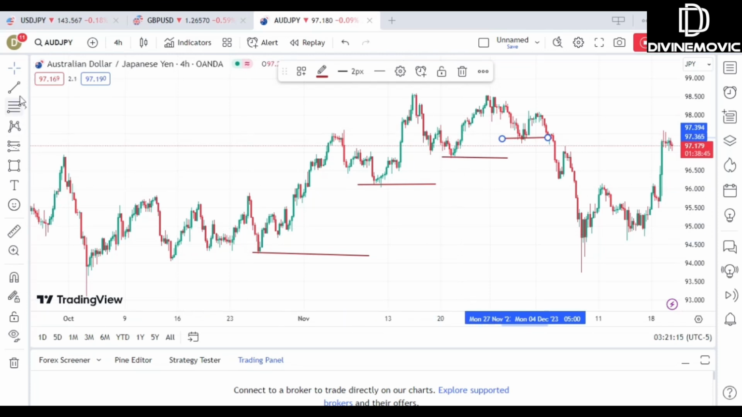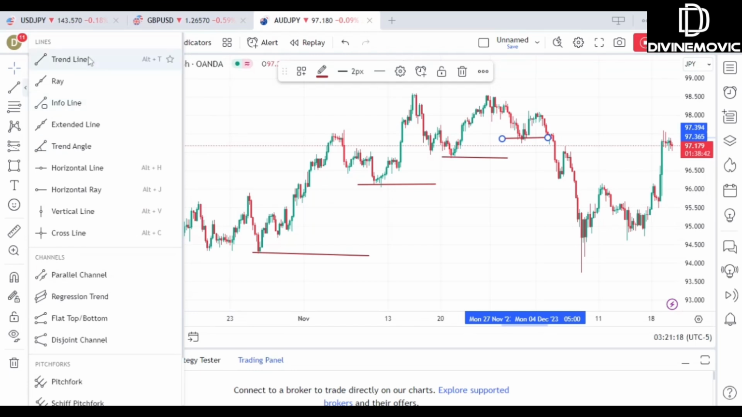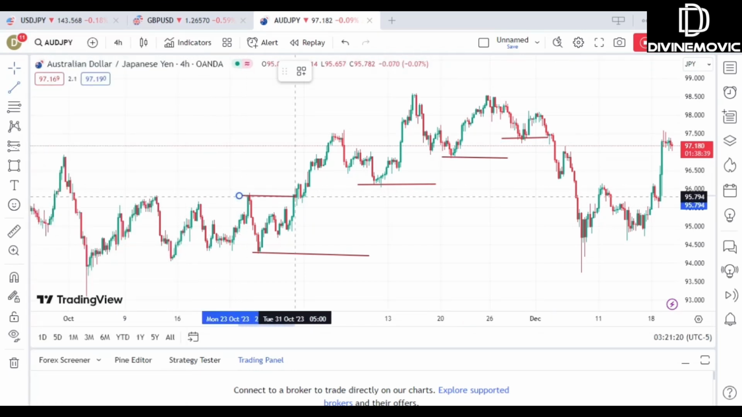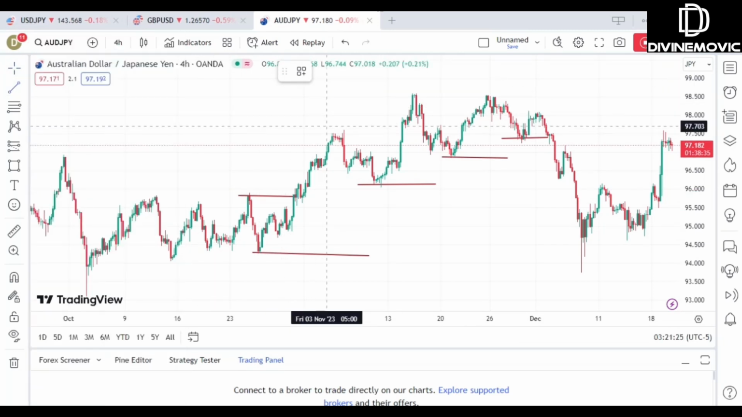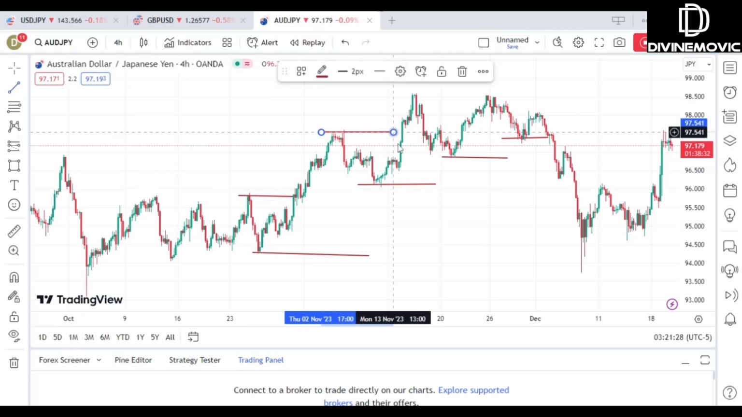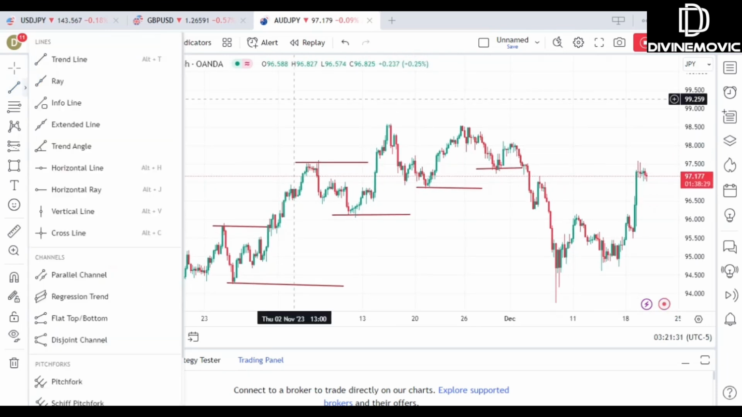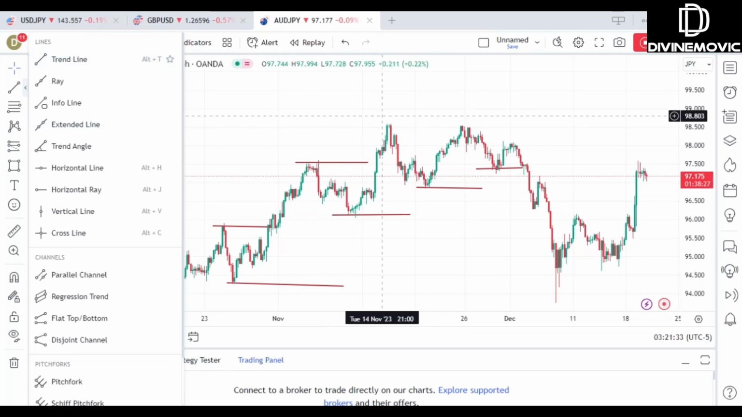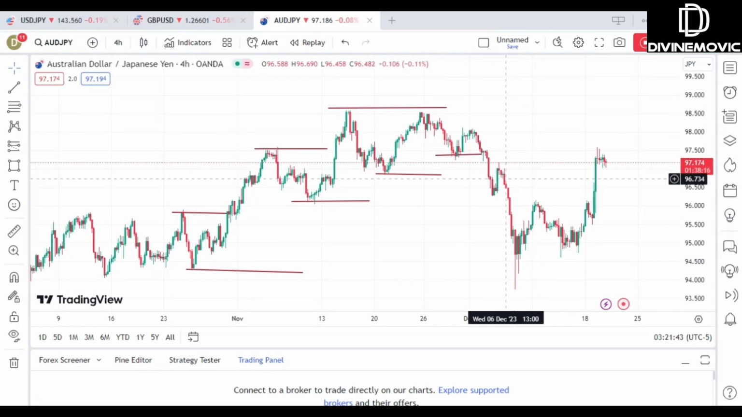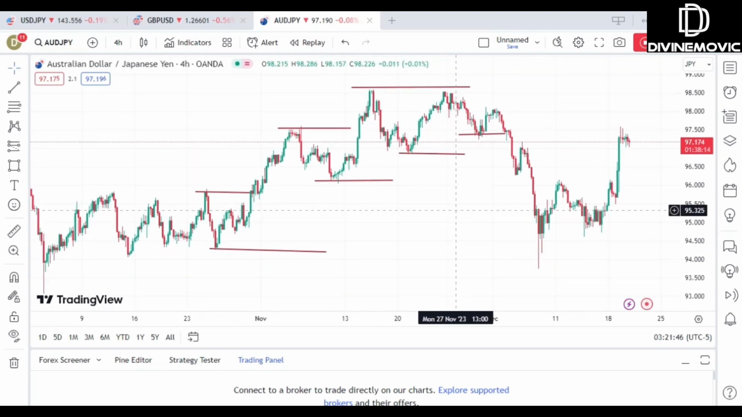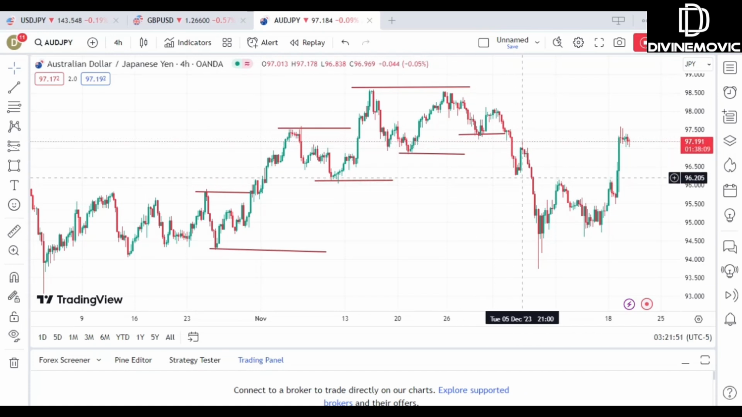Where is the higher high? This is the high. This is another high here. And this is the high. This is the high. So studying this structure now, what we can clearly see is price broke below the higher low and gave us a new low, which is a lower low.